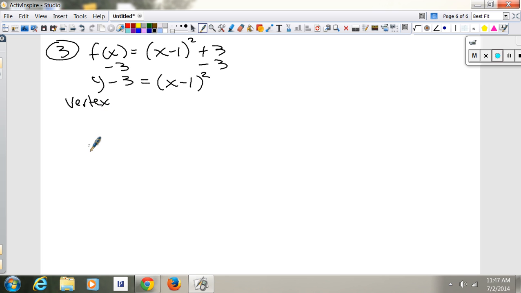The vertex is what's going to make the x 0, which is going to be a positive 1. What's going to make the y 0 is going to be a positive 3. So if I put a 1 here, that becomes a 0. If I put a 3 here, that becomes a 0. That's your vertex. You find that vertex on your graph. Over 1, up 3. So there's your vertex. We know it's going to be a U-shaped curve.